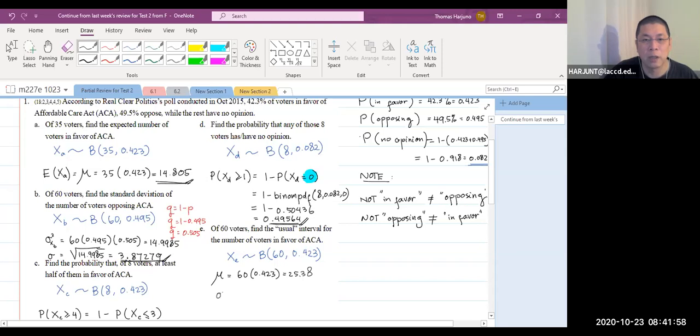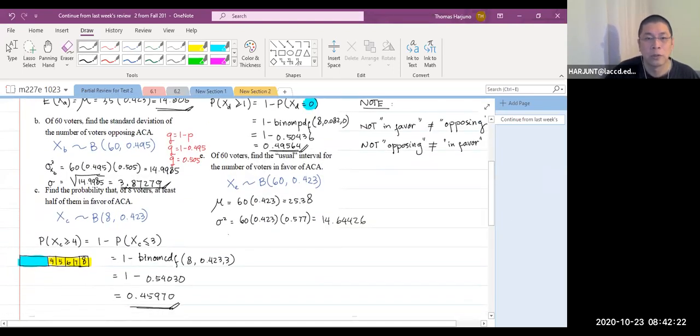And then the variance is 60 times 0.423, that's the P, times 0.577, that's the Q. It's 14.64426. Therefore, the standard deviation will be the square root of that. That's 3.8267. Now for us to find the usual interval, the lower fence is the mean minus twice the standard deviation. Let's see what that is.